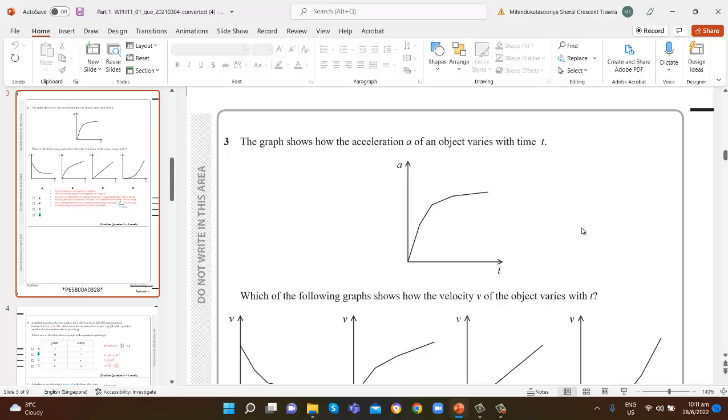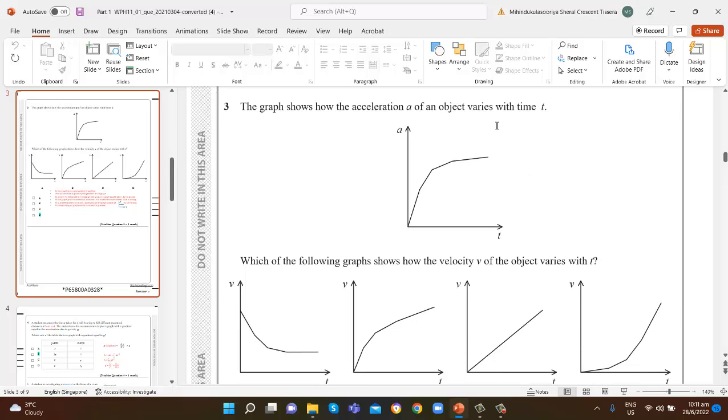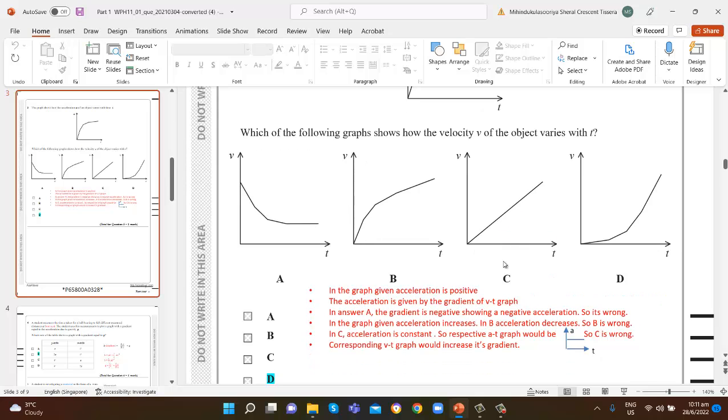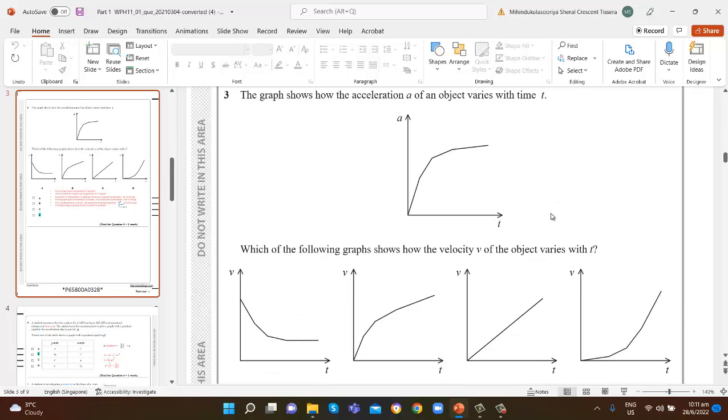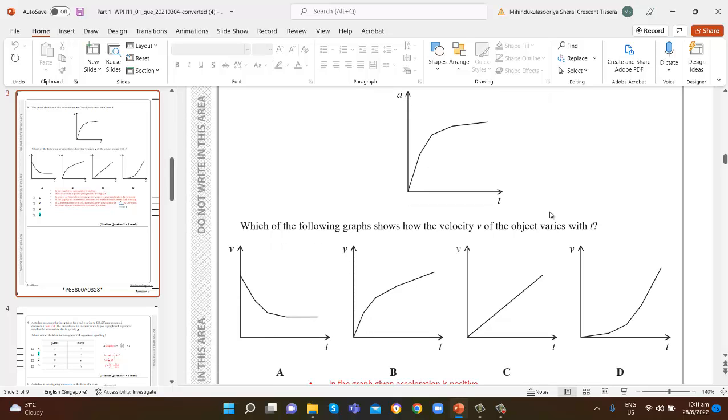You all know the velocity time graph. You all know the distance time graph. So this is some of A and T. You have to be very careful of transferring A and T to V and T. They are asking velocity time. So you have to transfer the acceleration time graph to a velocity time graph. Now see, the question is asking: the graph shows how the acceleration a of an object varies with time. They have given the graph. Which of the following graphs shows how the velocity v of the object varies with t?